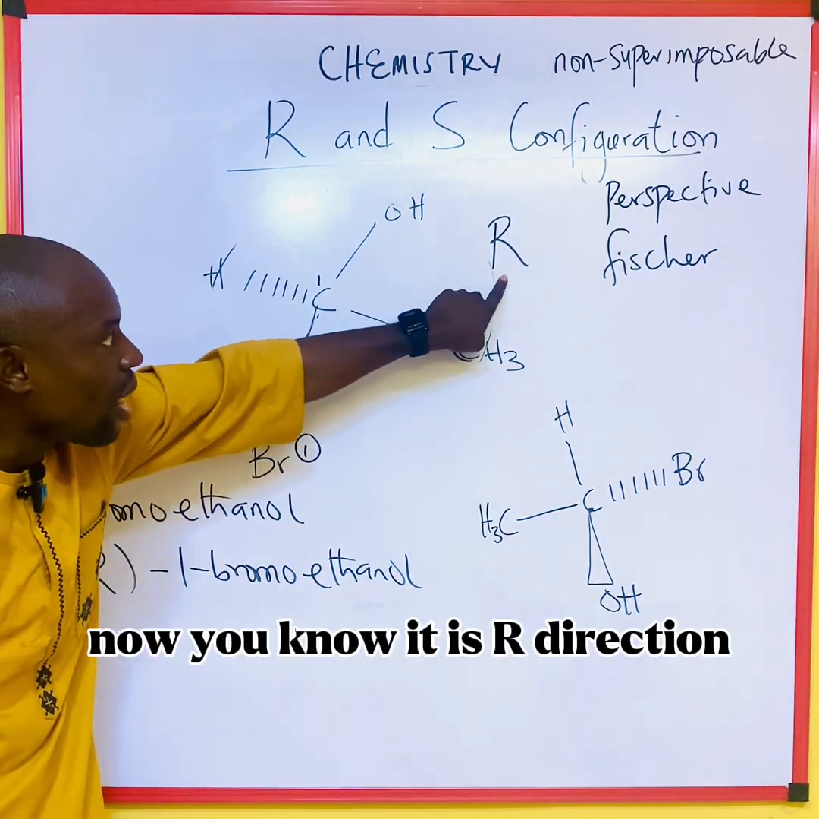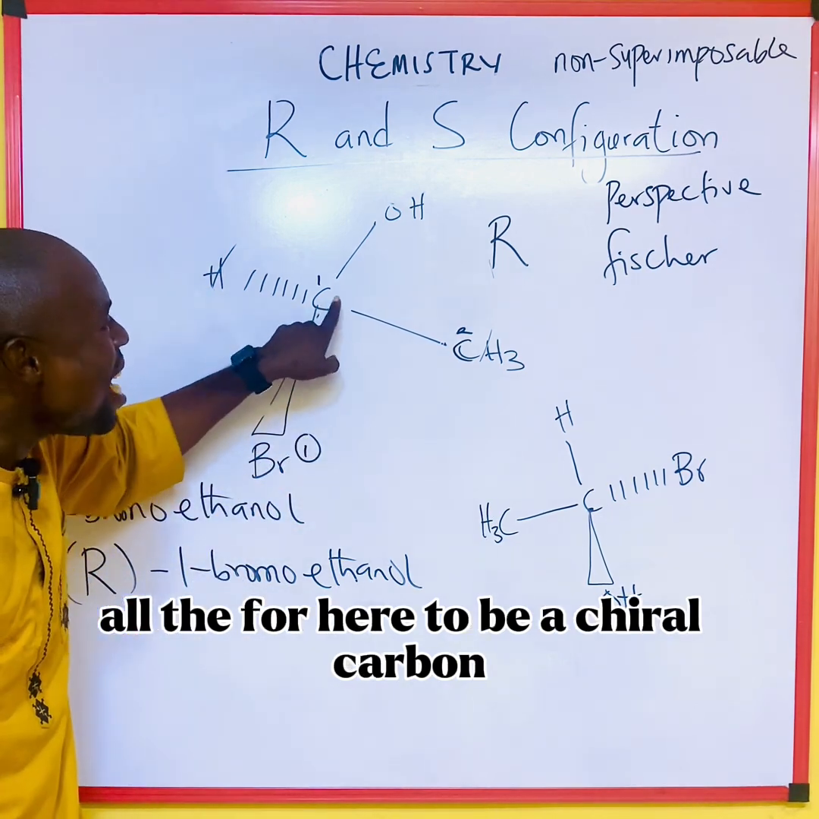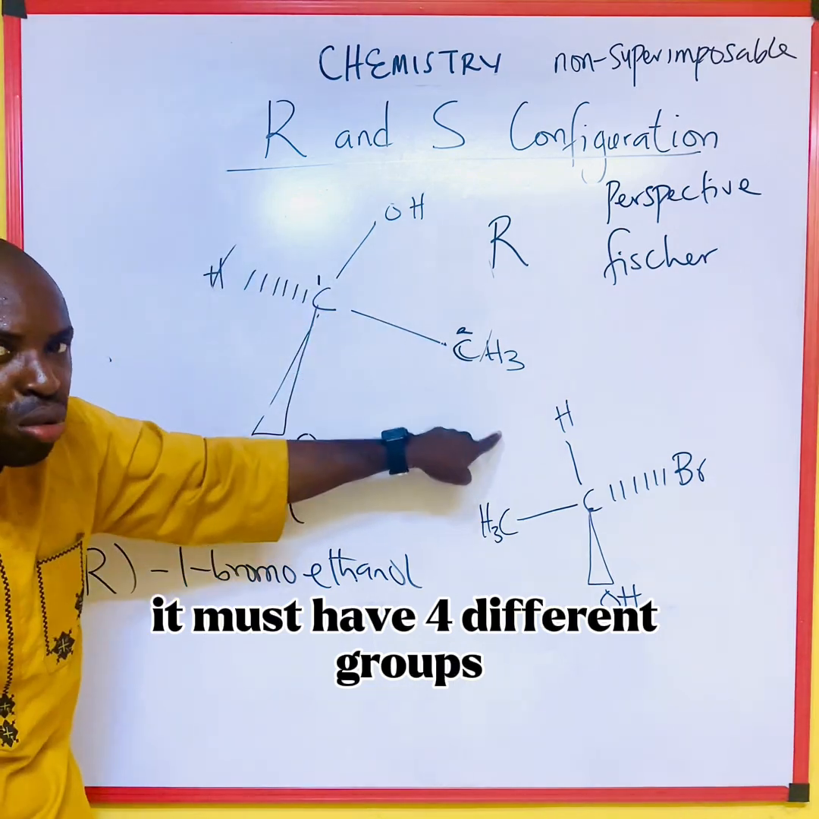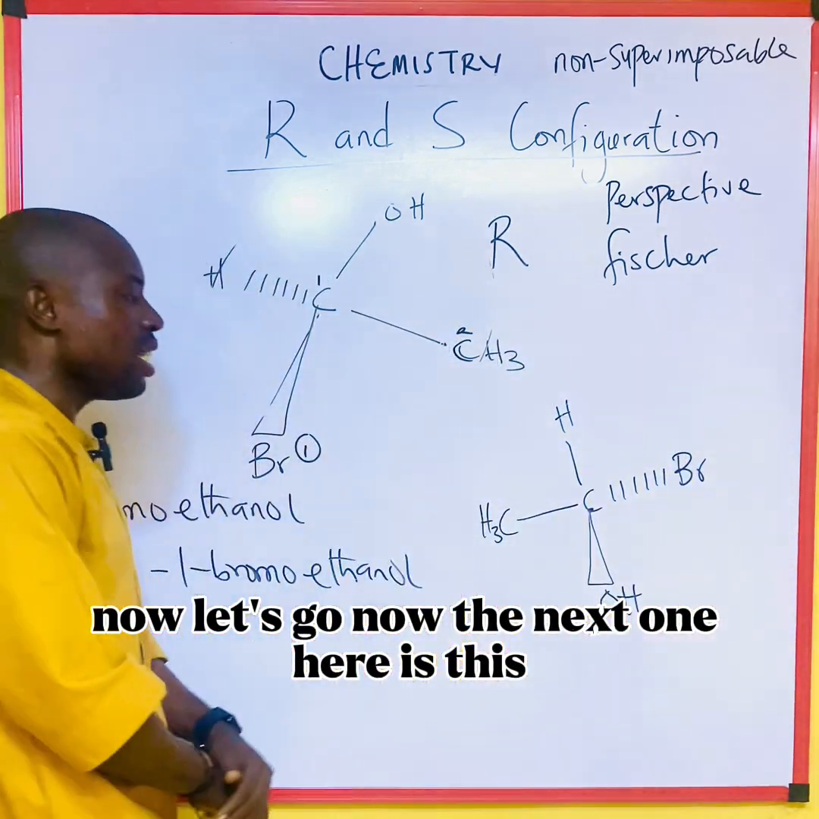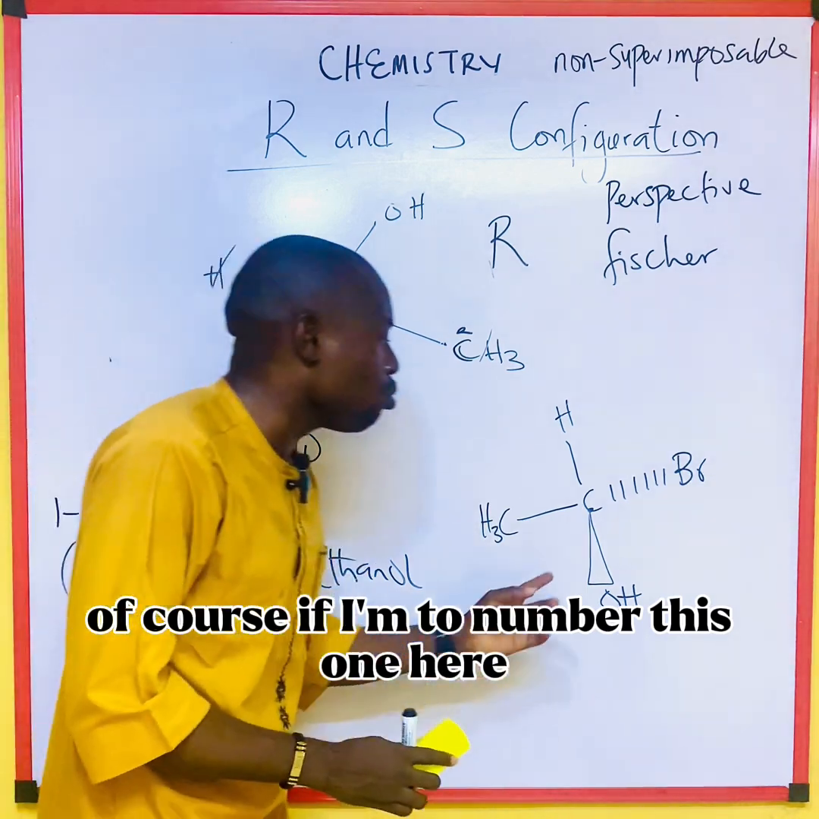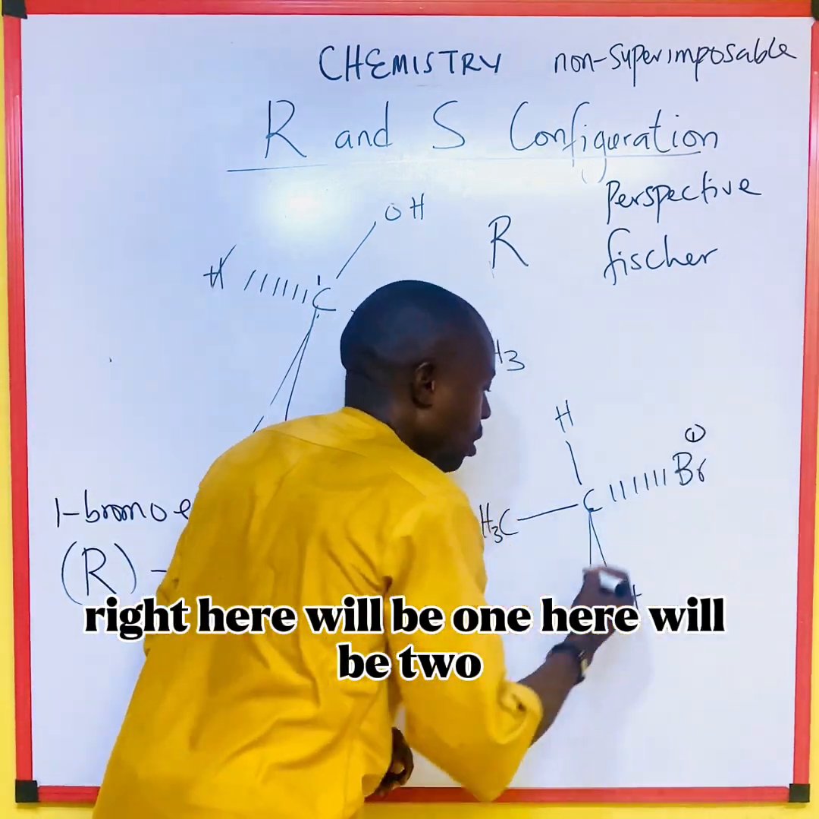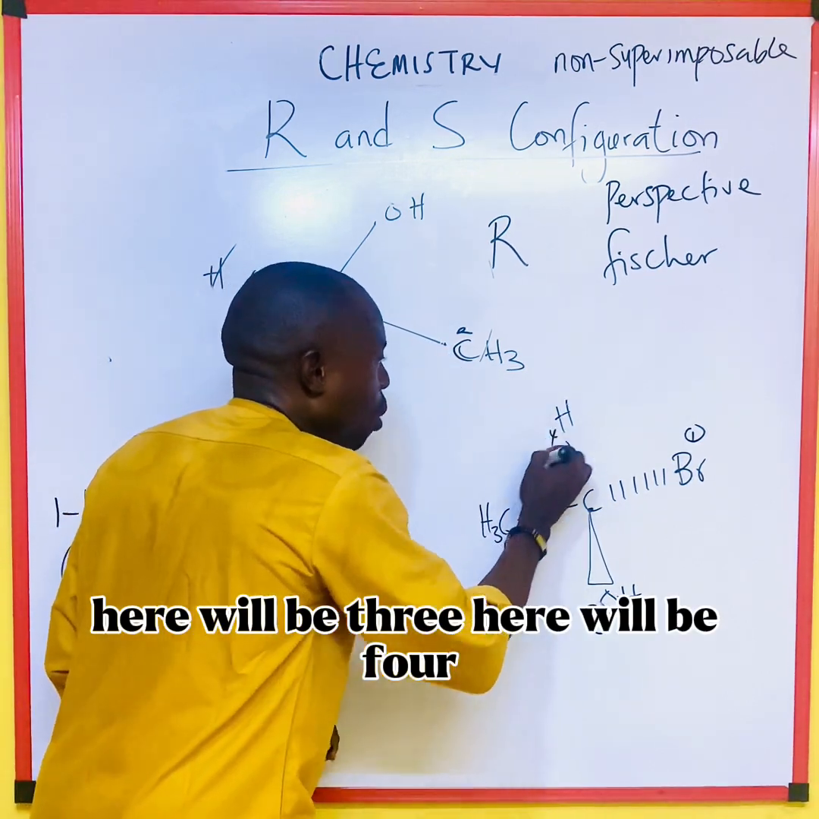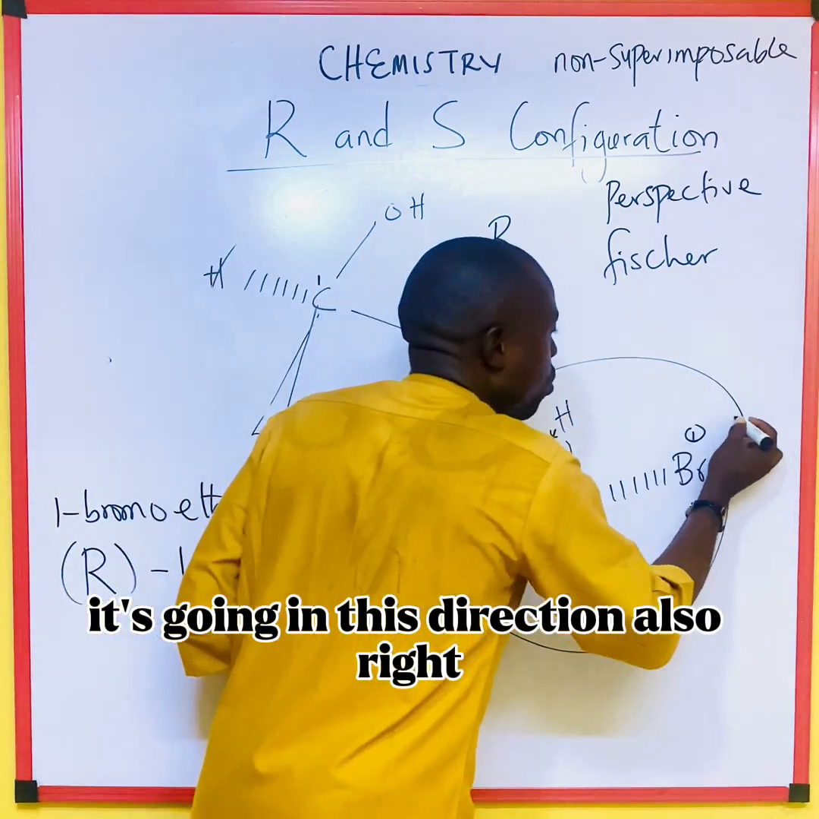Now you notice the R direction, and take note, I've told you before, for here to be a chiral carbon, it must have 4 different groups. Now let's go. The next one here is this. Of course, if I'm to number this one here, right, here will be 1, here will be 2, here will be 3, here will be 4. See the way it's going now? It's going in this direction also, right?